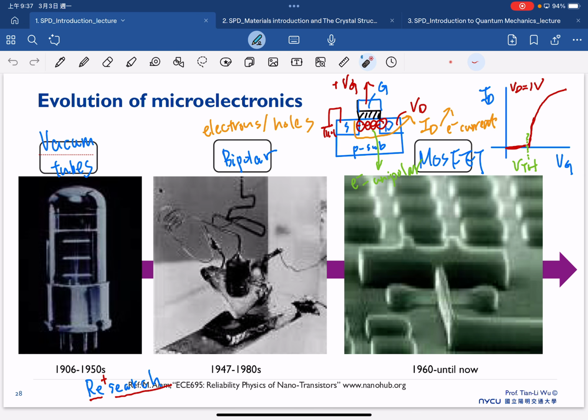And as you know, only one type of carrier is involved in the channel as shown here. That's why we consider this a unipolar transistor, because we only involve one type of carrier in the device operation. So here we only have electrons operating in the channel, in the case of the very basic MOSFET.